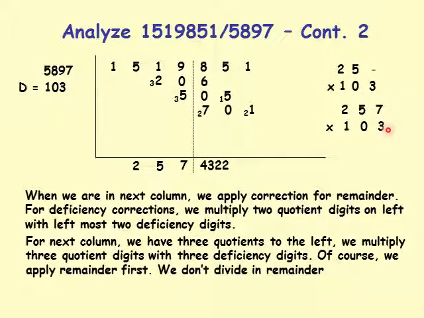2 times 3 is 6. That's the 6 here. 5 times 0 is a 0, and that's the 0 right here. No, hold on. 2 times 3 is 6. That's 6 here. 5 times 0 is 0. That's 0 here. 7 times 1 is 7, and that's this 7 here. So we applied 3 adjustments due to deficiency, and they all came from this vertically and crosswise. Okay, let's continue.